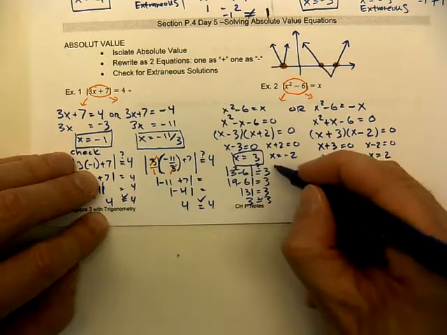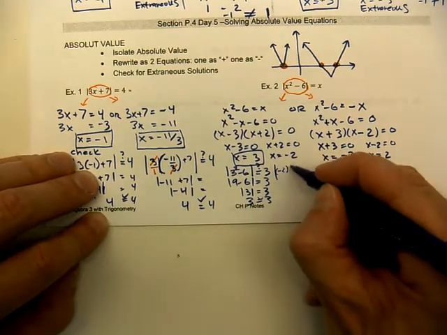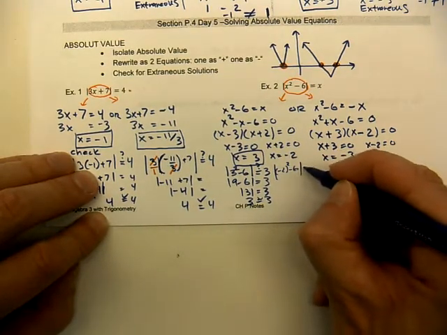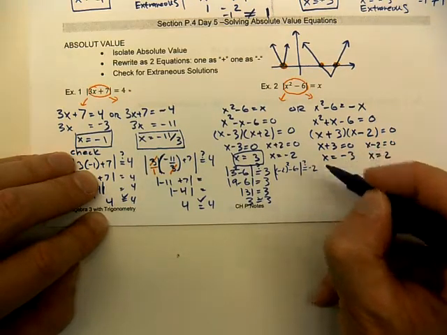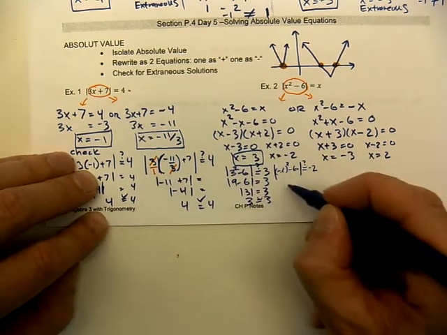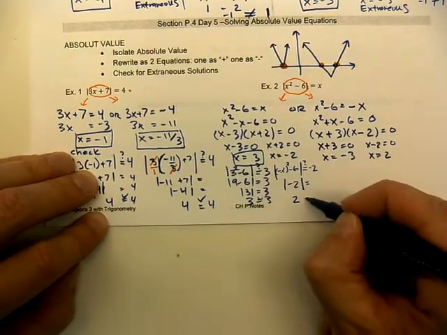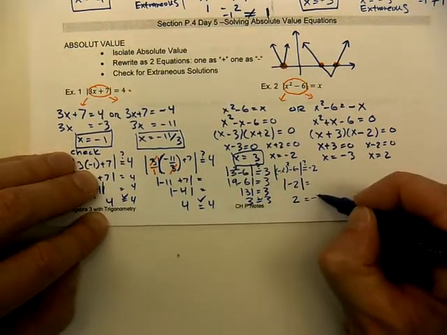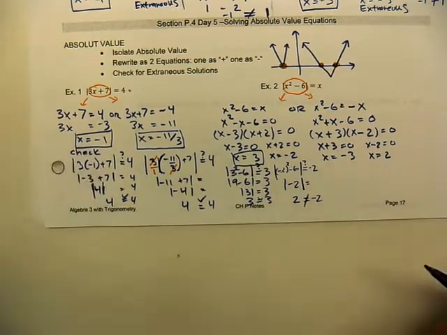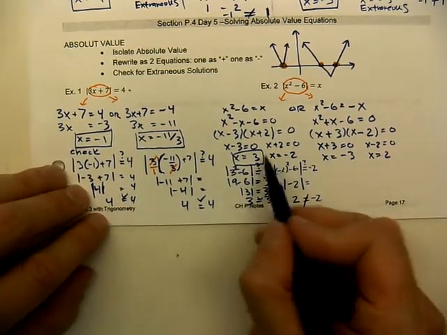What about the negative 2? Absolute value of negative 2 squared minus a 6. Will that equal a negative 2? So we have a 4 minus 6. That gives us a negative 2 inside the absolute value. That turns into a positive 2 on the left-hand side. So you can see that it does not equal the negative 2 on the right-hand side, so that's extraneous.